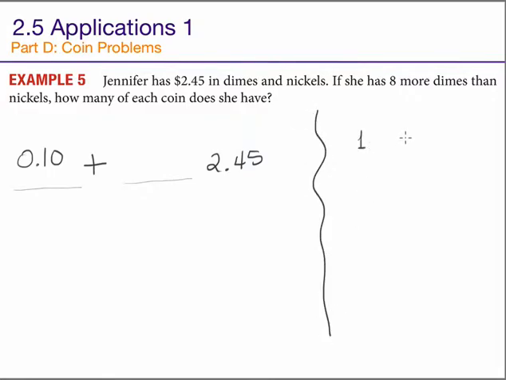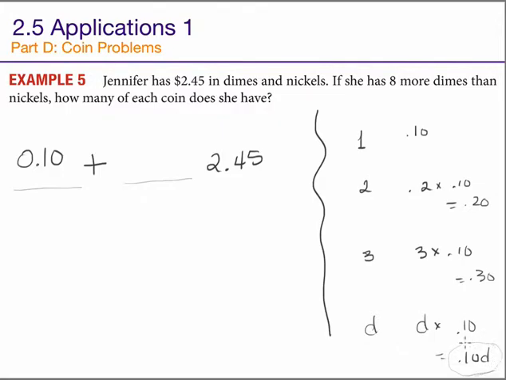If one dime has a value of 10 cents and two dimes has a value of 2 times 10 cents, or 20 cents, three dimes has a value of 3 times 10 cents, or 30 cents. So a certain number of dimes has a value of D times 10 cents, or 0.10 D. This is multiplication. So the value of all of her dimes is 0.10 D. We just don't know what the D is. We don't know how many dimes she has.